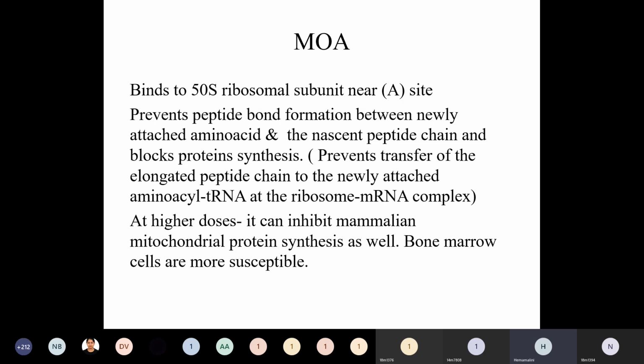Or in other words, it prevents transfer of elongated peptide chain to the newly attached amino acid tRNA at the ribosome mRNA complex. At higher doses, it can inhibit mammalian mitochondrial protein synthesis as well. The bone marrow cells are more susceptible.